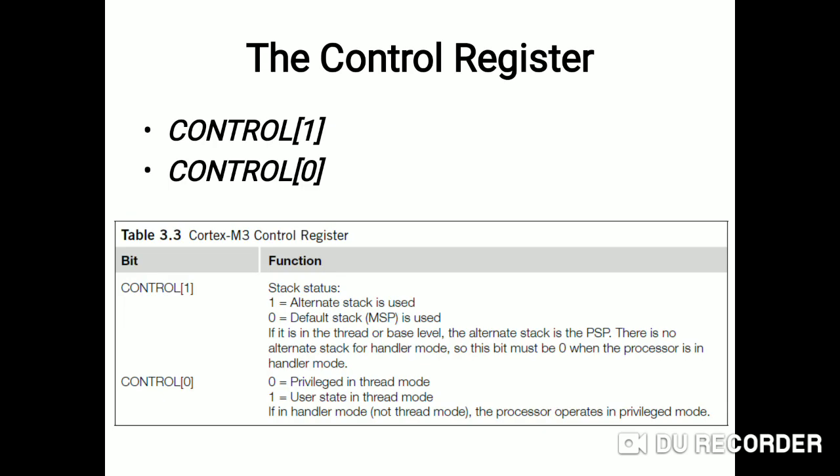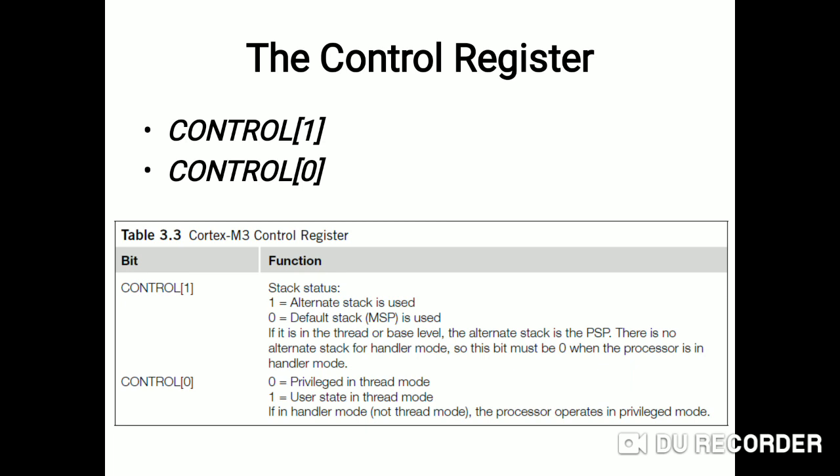Next is the control register. The control register is used to define the privilege level and the stack pointer selection. This register has only 2 bits. Control 1: in the Cortex M3, the control 1 bit is always 0 in handler mode. However, in thread mode or in base level, it can be either 0 or 1. So this bit is writable only when the core is in thread mode and privileged. In the user state, handler mode, writing to this bit is not allowed.